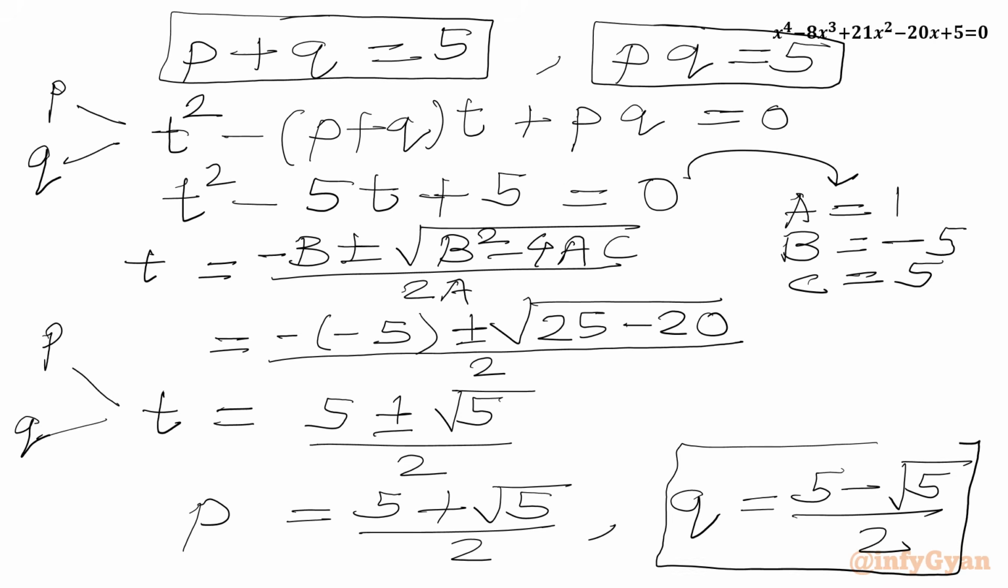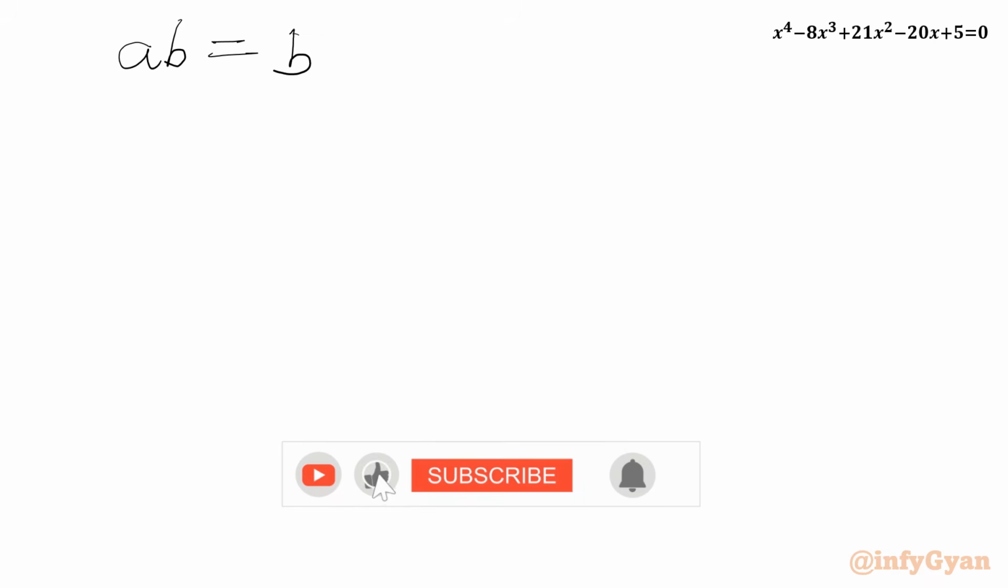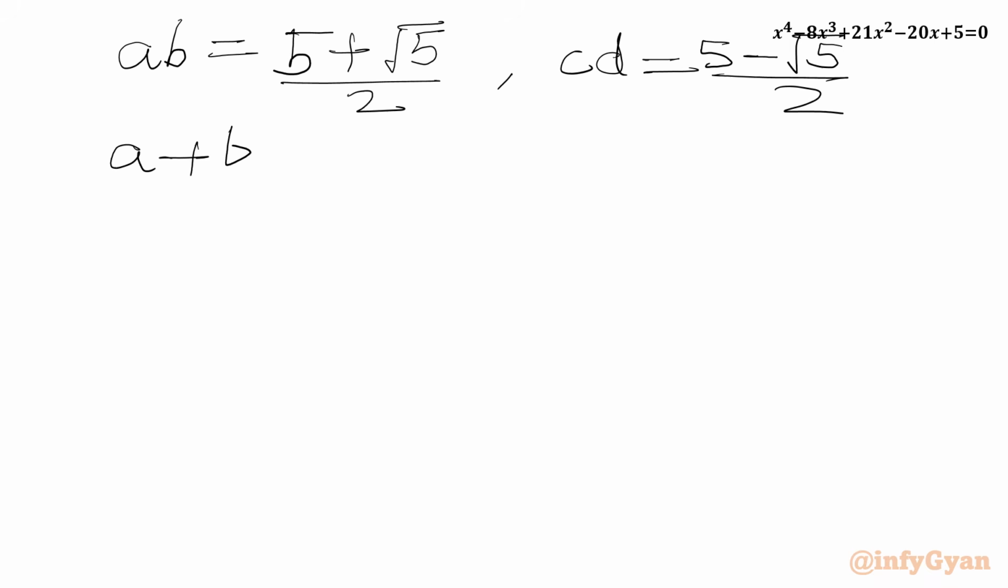Q was cd, p was ab, a plus b was 4, c plus d was 4. So I will write p was ab, so ab equal to 5 plus root 5 over 2. Q was cd, so cd equal to 5 minus root 5 over 2. Now I will write the a plus b and c plus d equations. A plus b was 4, c plus d was 4.